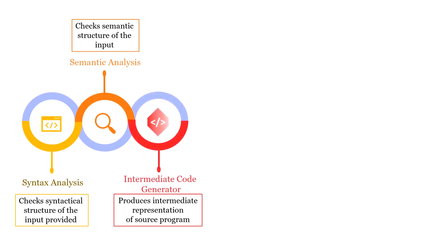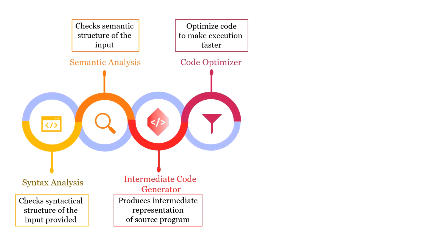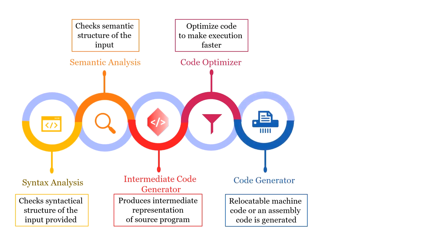Next is the intermediate code generator. After the source code is analyzed syntactically and semantically, the next step is to generate intermediate code of the source program. This intermediate code is then optimized by the code optimizer so that the generated target program can execute faster. Further, the code generator generates relocatable machine code or assembly code that is equivalent to the source program.